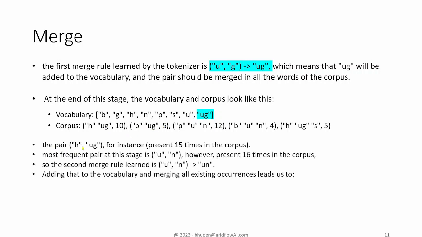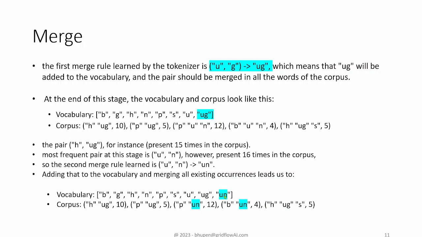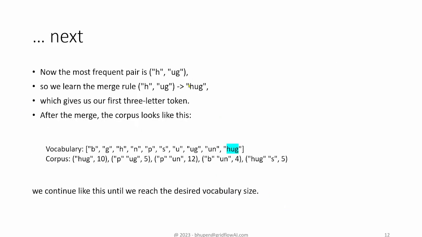Next, we continue here. Let's say H and UG appears 15 times, and U and N appears 16 times. So now, in this case, U and N, or UN, would be the most frequent pair of characters. So now we're going to add UN to the vocabulary, and similarly, we transform the corpus. Wherever U and N was split, we combine them into one token. This process is going to continue all the way until you have reached the vocabulary size.